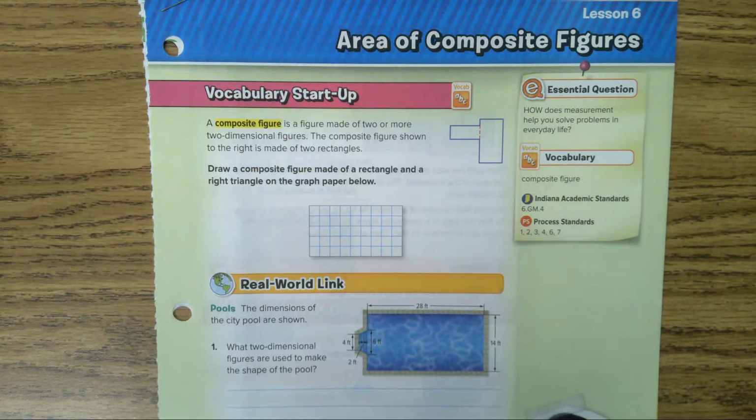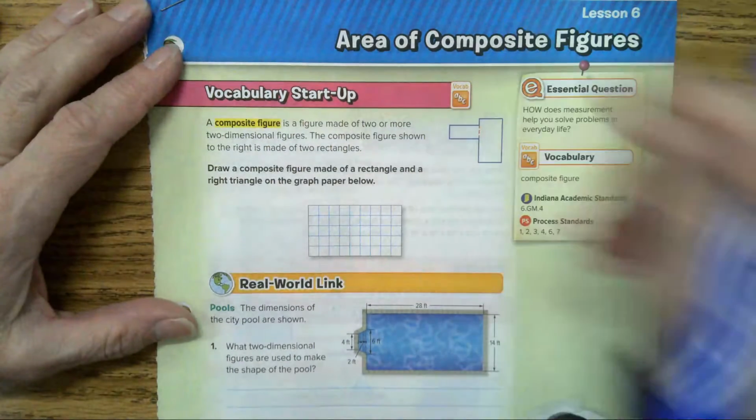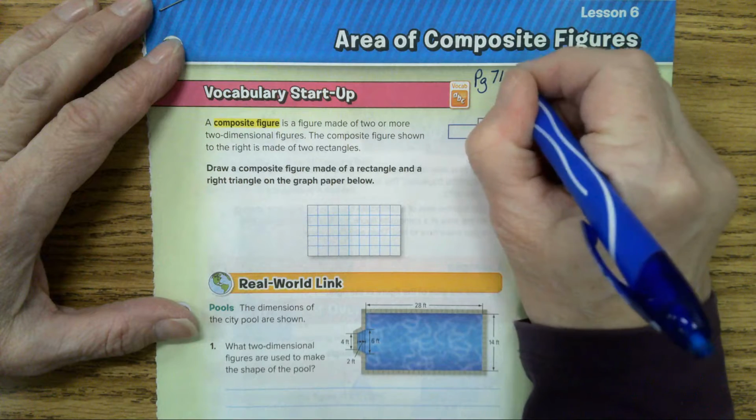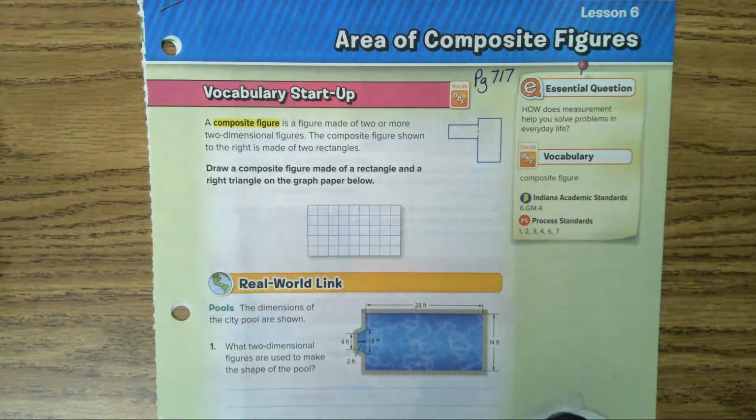Hello, this is Mrs. Robertson, and today in Math 6 we are going to find how to do the area of composite figures. It's located on page 717 in your math books. And this is a topic we're going to spend 2 days on to make sure you really have a good grasp of how to find the area of composite figures.